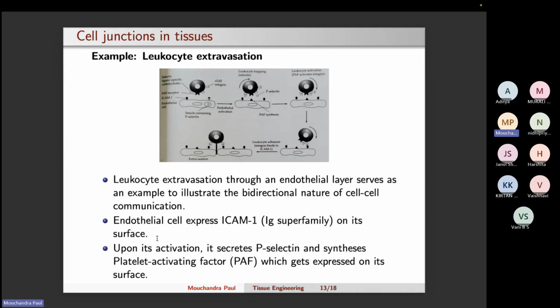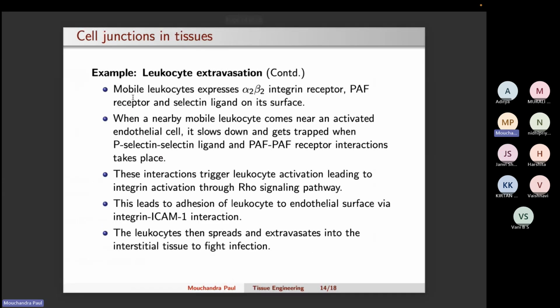The leukocyte extravasation through endothelial layer serves as an example to illustrate the bidirectional nature of cell-cell communication. Endothelial cell expresses ICAM1 receptor on its surface. Now, once it's activated, it's going to secrete the P-selectin molecule and as well as synthesize the platelet activating factor, which gets displayed on its surface. The mobile leukocyte usually expresses alpha 2 beta 2 integrin receptor, FAF receptor, and selectin ligand, which is the carbohydrate molecule on its surface.